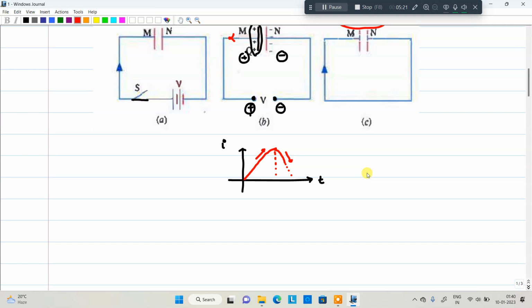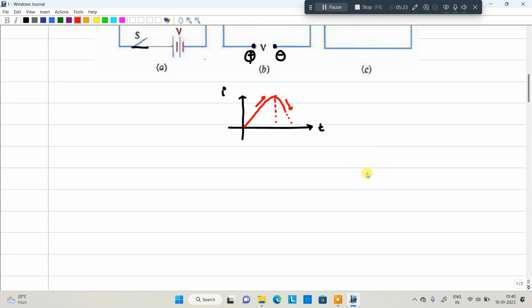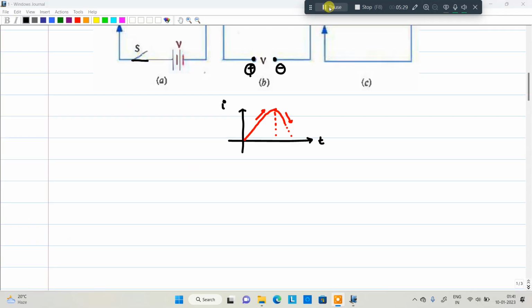Okay, you need to remember a few points related to that. The first point: there is no current flowing through the dielectric media. No current flows through the capacitor, because we have a dielectric media, so there is no current flowing through the capacitor.